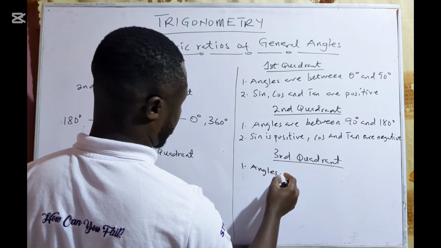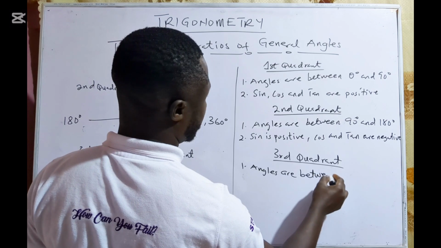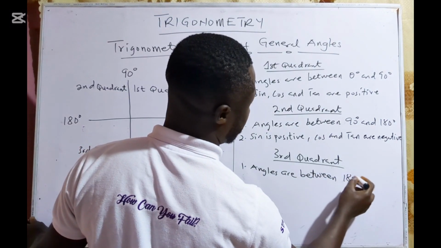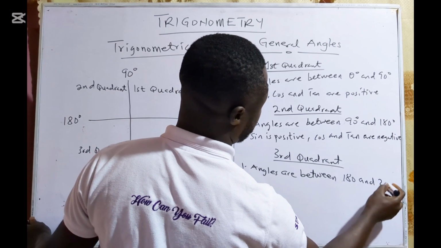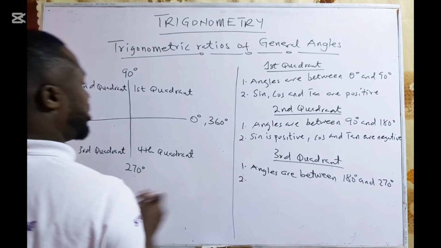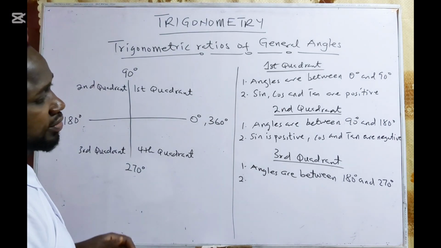Angles are between, so there's a 180 and 270. So that is what is happening in the third quadrant. In the third quadrant, which one of them is positive?